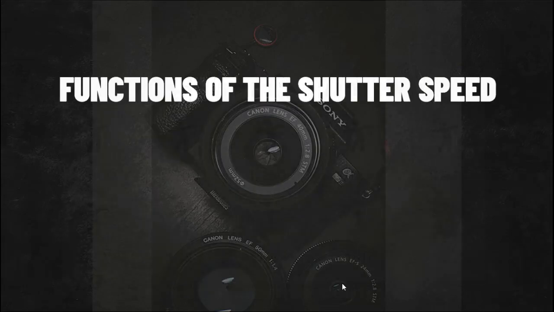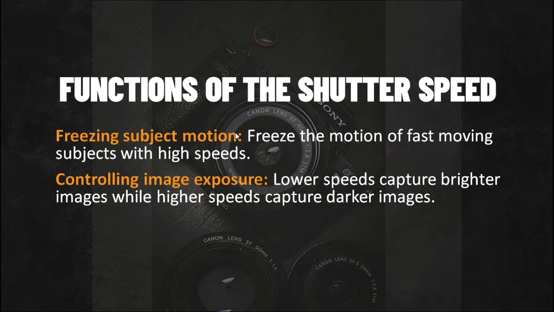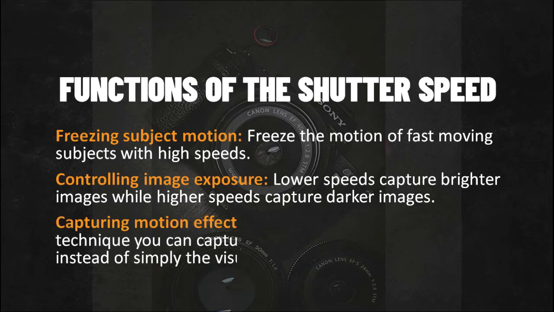Okay, let's go forward. Functions of shutter speed. The shutter speed helps you to freeze subject motion. If you're snapping something that is moving very fast, you would want to freeze the motion so you get the object or subject in focus. And when you do that, you would need to shoot at a higher shutter speed. You also use shutter speed to control image exposure. Lower shutter speeds capture brighter images, while higher shutter speeds capture darker images.